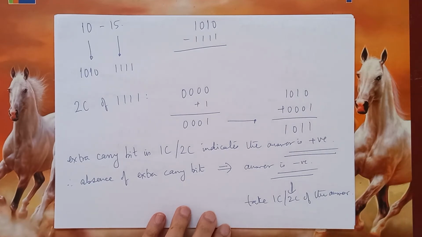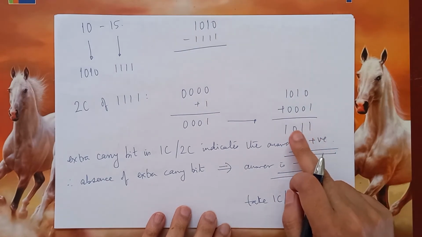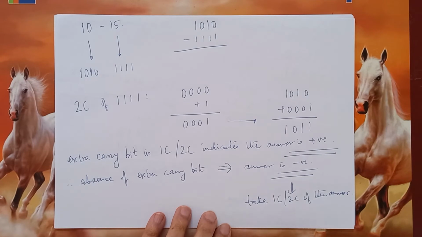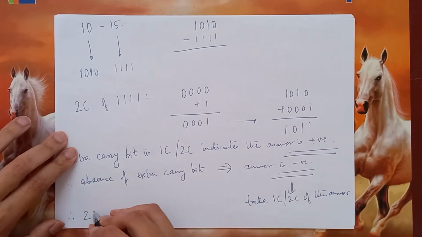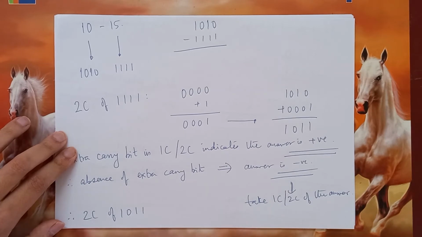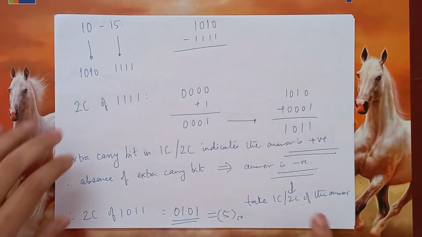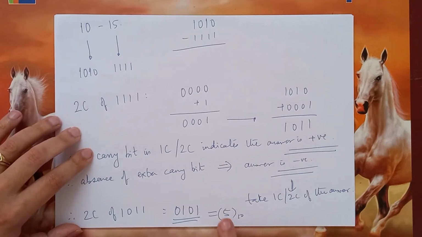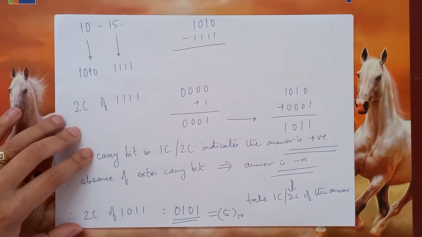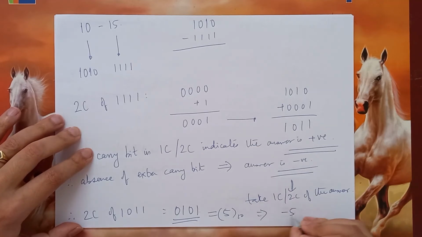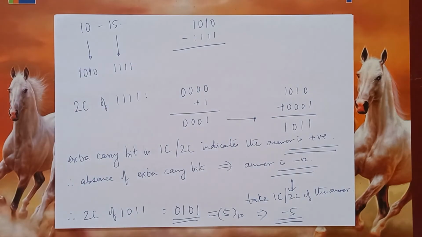Since we are dealing with 2's complement, what we will do is we will take the 2's complement of the answer. So therefore, 2's complement of 1101 is how much? The 1's complement is 0, 0, 1, 0. So the 2's complement will be 0, 0, 1, 1. Absence of carry indicates the answer is negative. And to actually get the magnitude of the answer, you have to take the 2's complement again. So this means the answer is -5, which is what we expect.